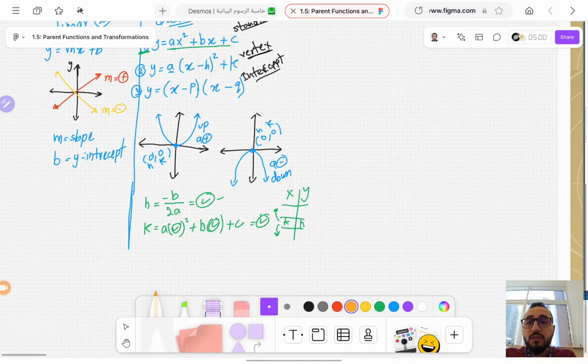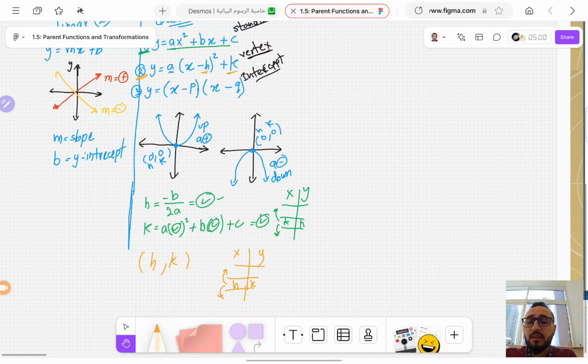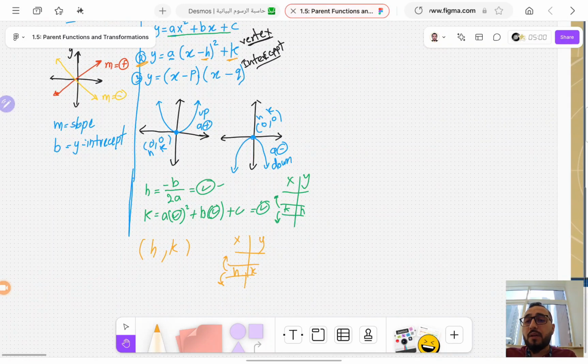How can we graph it using the vertex form? Vertex form is easy. You have h and you have k from the formula, so you can start making the table directly. In the middle of your table you just put h and k, pick 2 points less than h and 2 points greater than h, then you can graph the parabola using the vertex form.